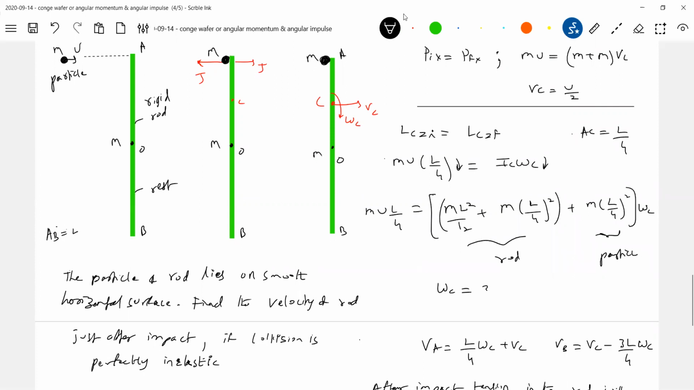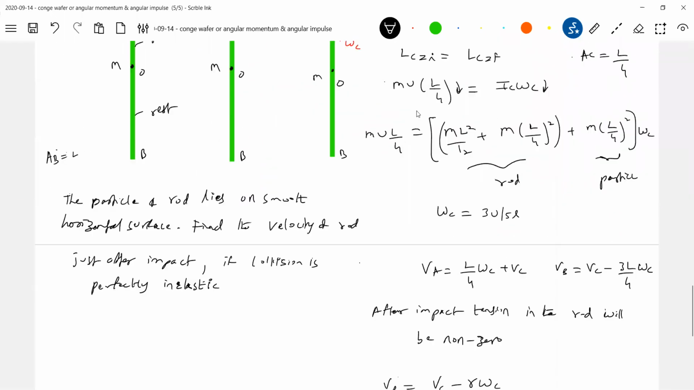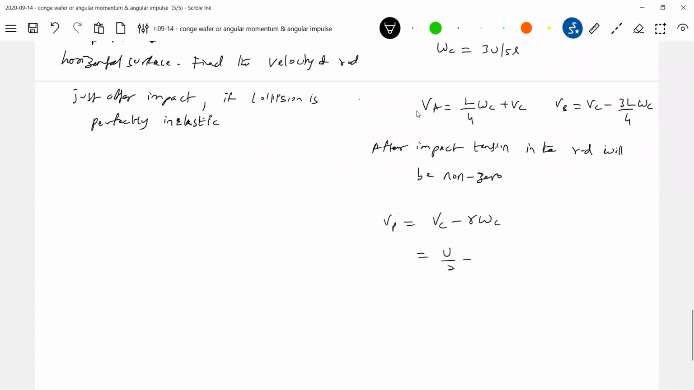3u by 5l. Yeah. No, after getting, thank you. Then Vc is how much? Vc is u by 2. 3u by 5l. This is R into a point which will be a test. So what is point P?